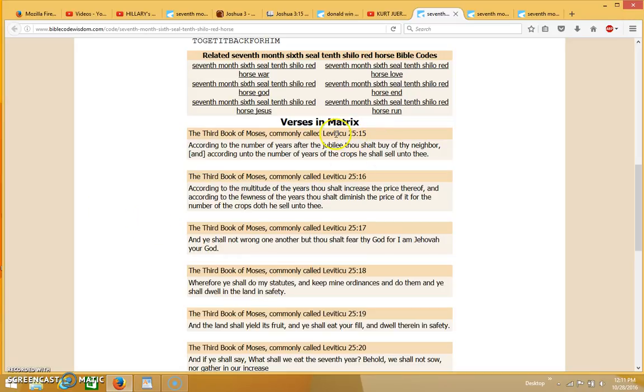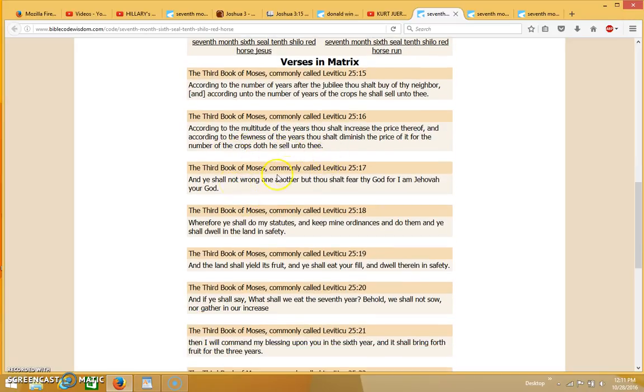And so this begins with verse 15, and it says, according to the number of years after the Jubilee, thou shalt buy of thy neighbor, and according to the number of years of the crops he shall sell unto thee. According to the multitude of the years thou shalt increase the price thereof, and according to the fewness of the years thou shalt diminish the price of it, for the number of the crops doth he sell unto thee. And ye shall not wrong one another, but thou shalt fear thy God, for I am Jehovah your God.